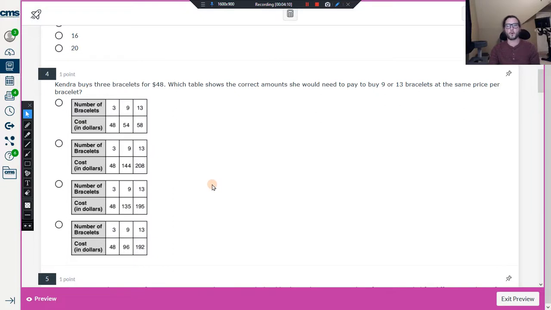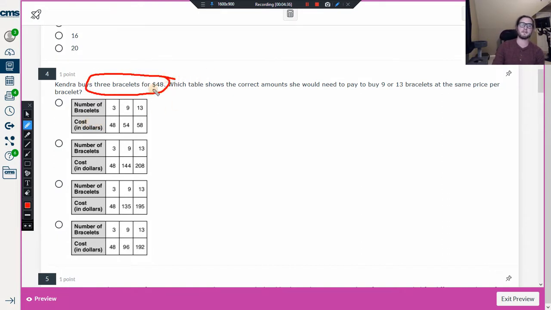For number 4, this one is a little different. Instead, it gives us a situation and asks us to pick a table that represents it. It says Kendra buys 3 bracelets for $48. Which table shows the correct amounts that she would need to pay in order to buy 9 and 13 bracelets? All right, so first of all, it would help if we knew how much one bracelet was.